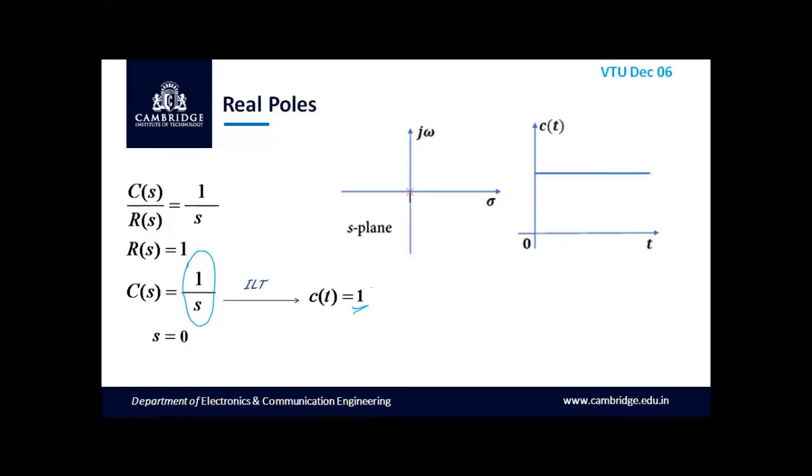So we have one pole at the origin. We know that the pole is represented by a cross mark, and we can look into the response on the other side. So for the pole at the origin, the impulse response is constant with time, indicating bounded output response. Hence, I can say that the system is absolutely stable.